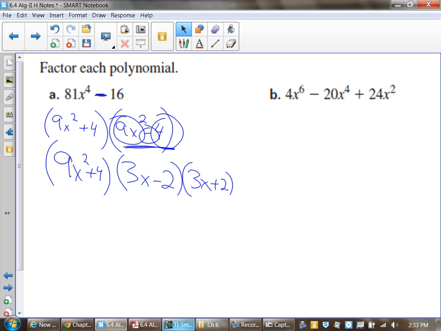4x to the 6th minus 20x to the 4th plus 24x squared. What's your first rule of factoring? You go with the GCF again. What's the GCF on that one? 4x squared. Now you have 4x squared times the quantity x to the 4th minus 5x squared plus 6.